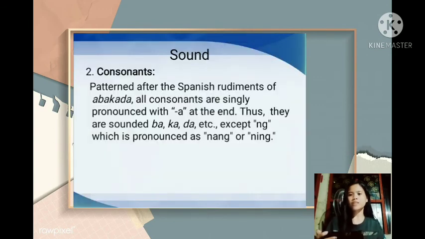Consonant. The second is consonant. Pattern after the Spanish pronunciation of a, ba, ka, da. All consonants are singly pronounced with a at the end, thus they are sounded as ba, ka, da, and so on, except ng, which is pronounced as nang or ning.